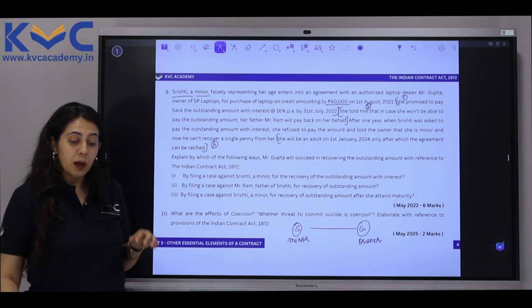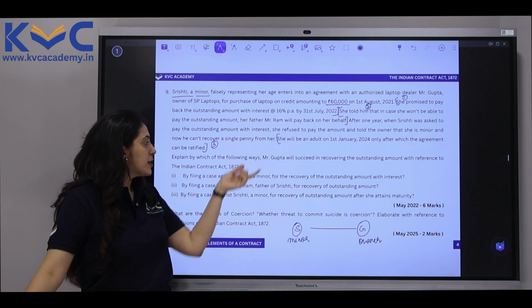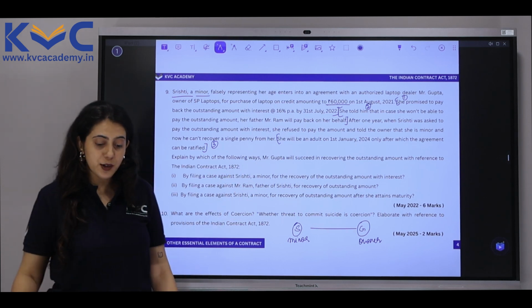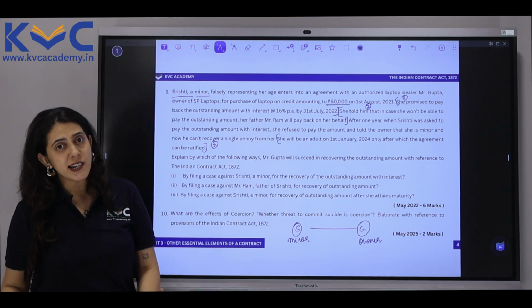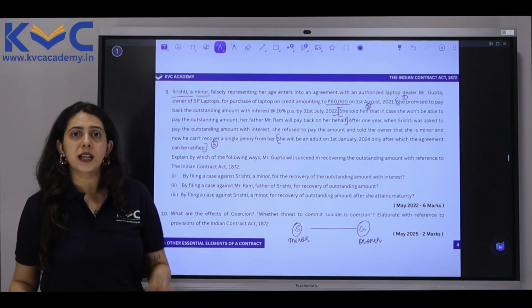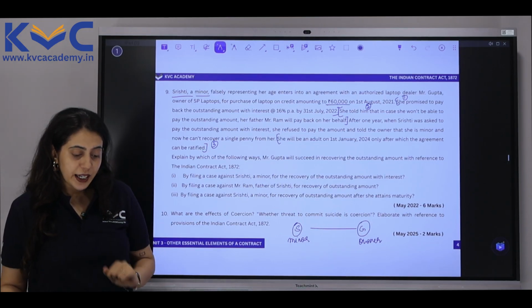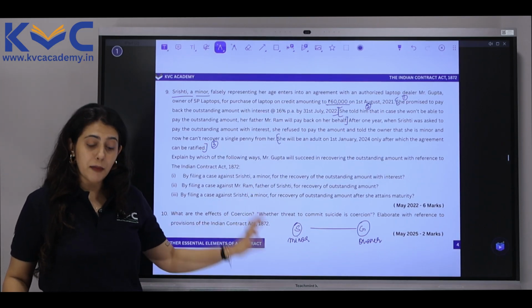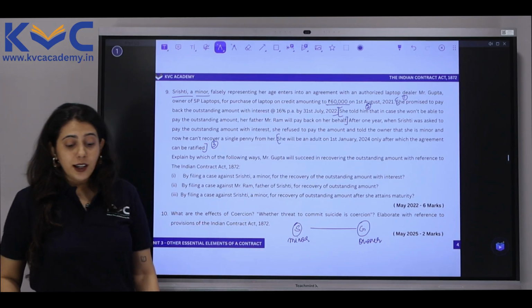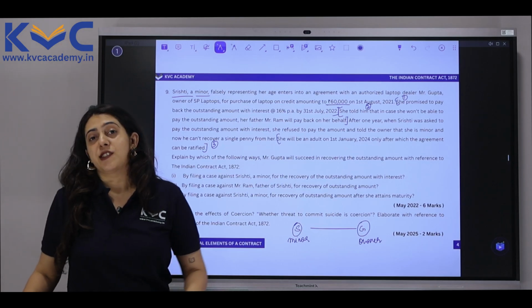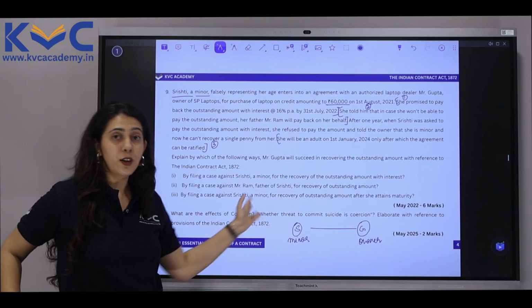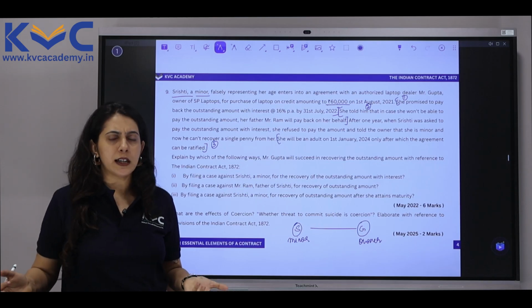Now explain by which of the following ways Mr. Gupta will succeed in recovering the outstanding amount with reference to the provisions of the Act. I already feel sorry for Mr. Gupta, but let's see what the questions are asking us. Case 1: by filing a case against Shrishti, a minor, for the recovery of the outstanding amount with interest. So the first question is, can Mr. Gupta file a case on Shrishti, who is a minor? We already know the answer to that.